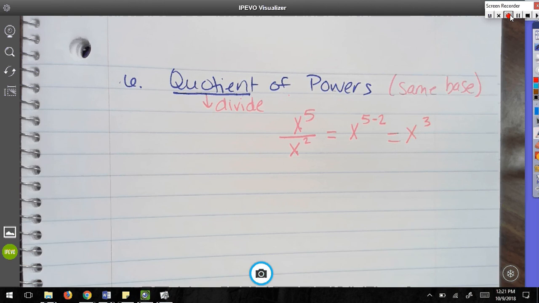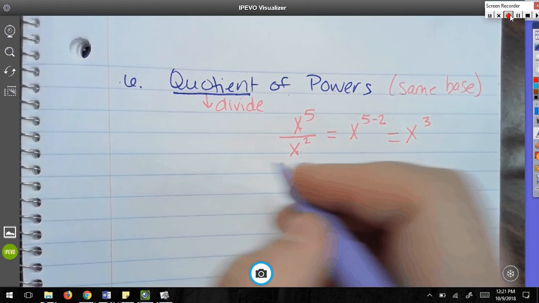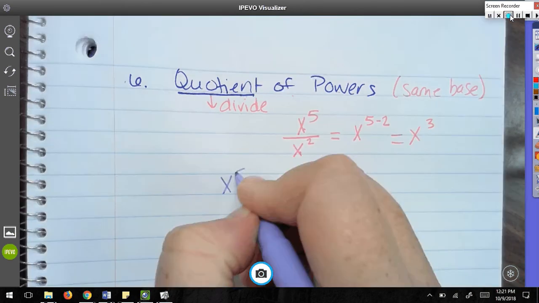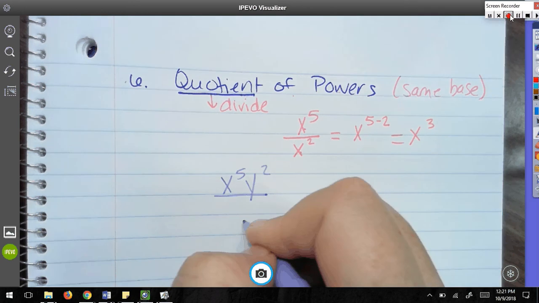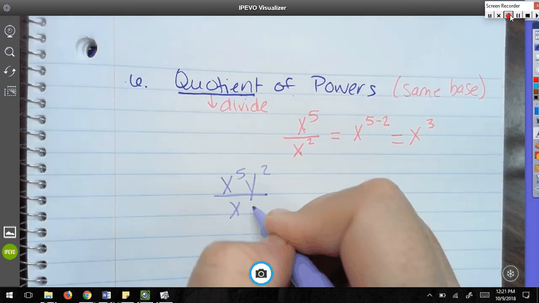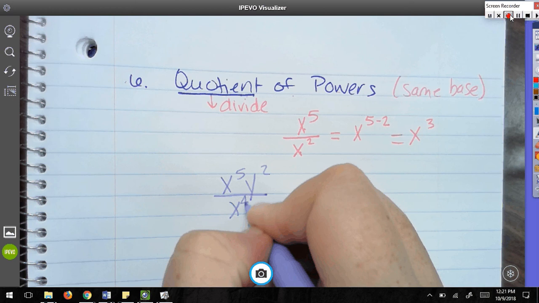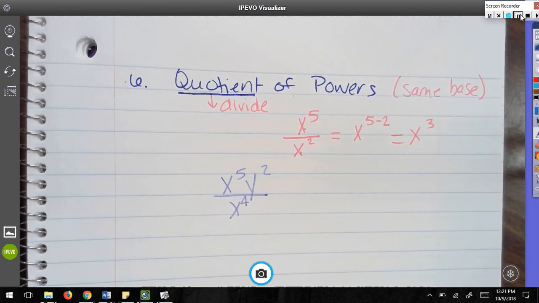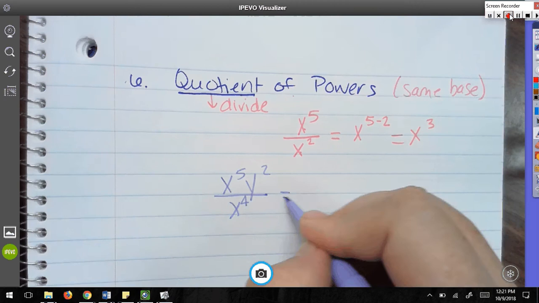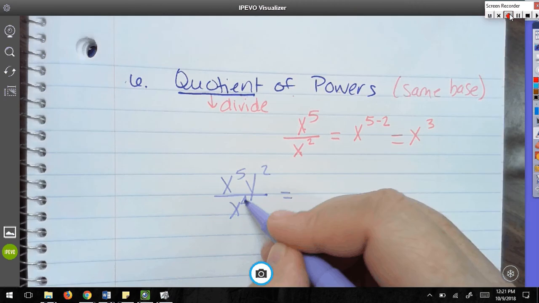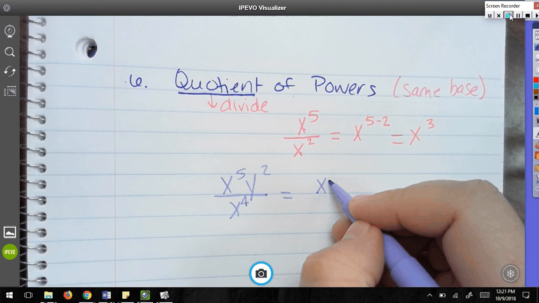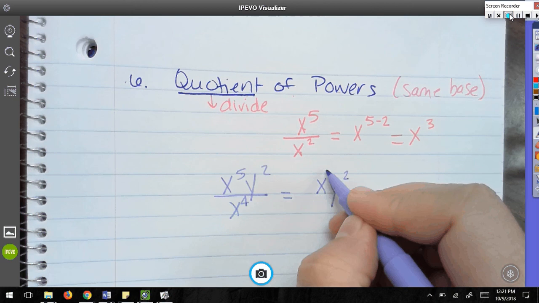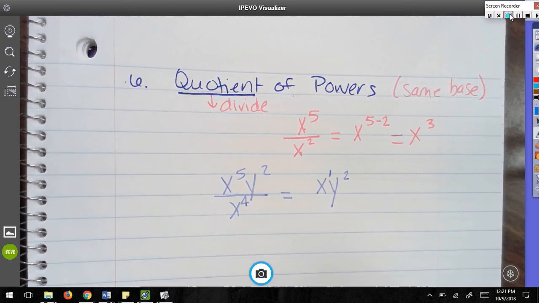Again, same base, so if I set up a fraction like this, I want to look at just the x's and subtract those two values. So I get x, 5 minus 4 is 1. Well, remember, you can put the 1 or you don't have to. It really doesn't matter. There's an implied one there.